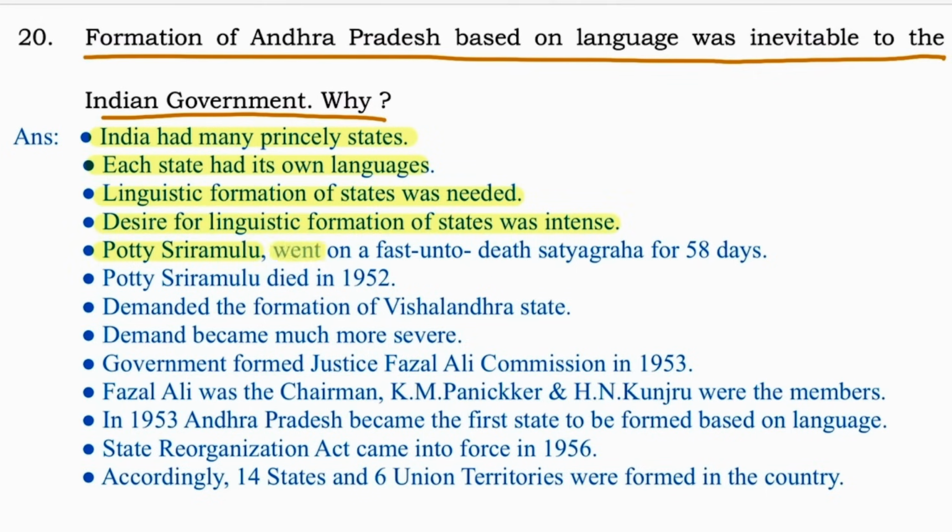Potti Sri Ramulu went on a fast unto death satyagraha for 58 days. Potti Sri Ramulu died in 1952. He demanded the formation of Vishala Andhra state. The demand became much more severe. The government formed the Justice Fazal Ali Commission in 1953. Fazal Ali was the chairman, K.M. Panikar and H.N. Kunzru were the members. In 1953, Andhra Pradesh became the first state to be formed based on language. The State Reorganization Act came into force in 1956. Accordingly, 14 states and 6 union territories were formed in the country.